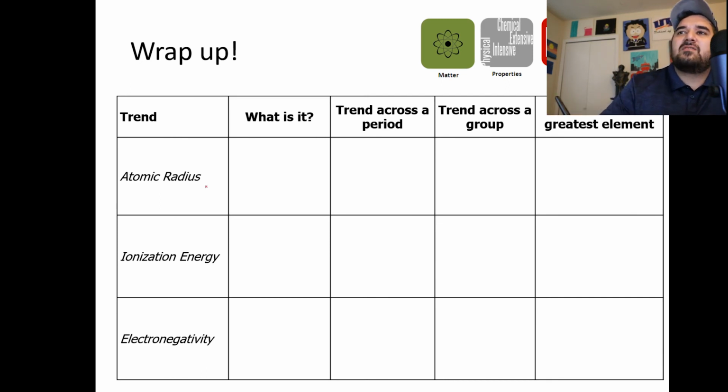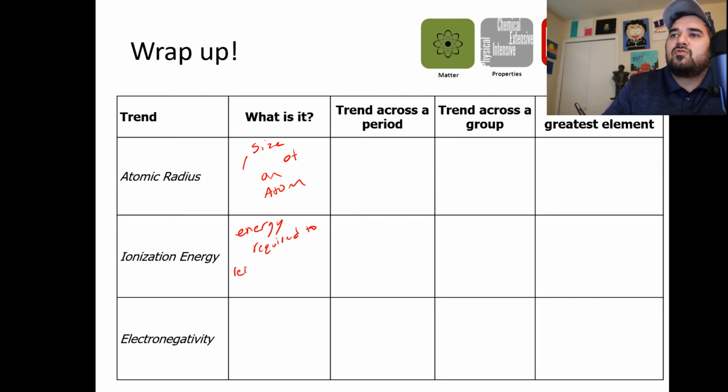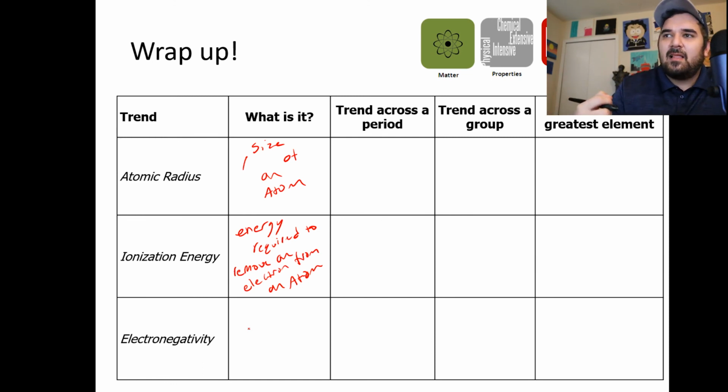All right, so atomic radius, what is it? It's an element's size, or the size of an atom. Ionization energy is the energy required to remove an electron. Electronegativity is the ability to steal electrons from another element.